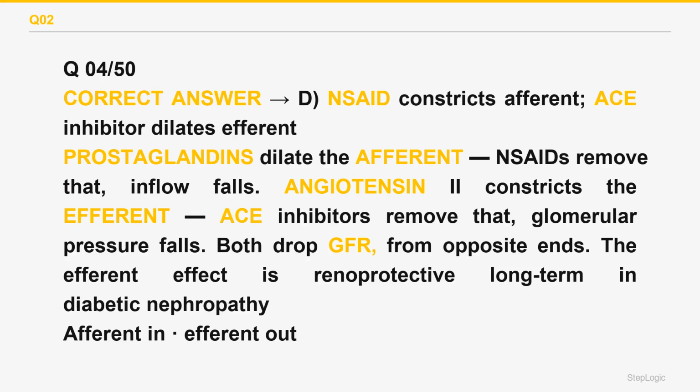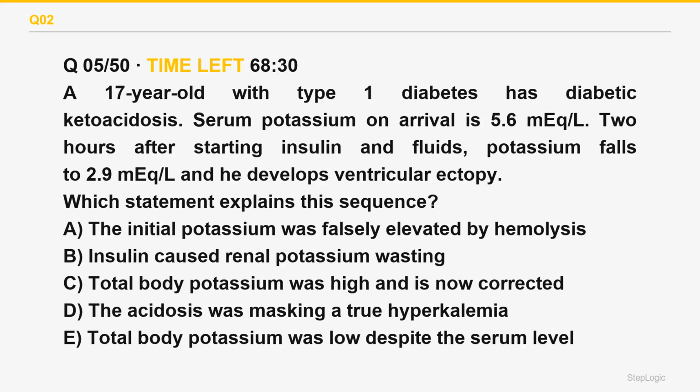If you see a drug-induced fall in filtration rate, it leads you to identify which arteriole the drug controls. Which statement explains this sequence?